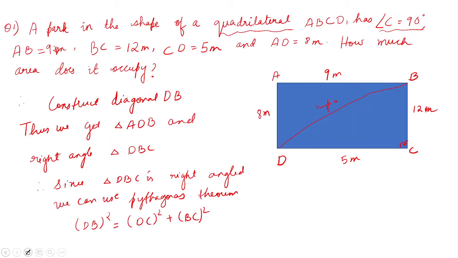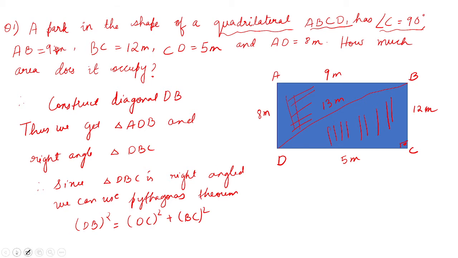Now you look at this, what is our hypotenuse now that we found out? We now know our hypotenuse. That means we have this as 13 meter. Now can you see triangle ADB and triangle BDC. Now easily we can find out the area, right? How do we find out the area of the quadrilateral ABCD? If we find out the area of this triangle and we add the area of this triangle, you will get the area of the entire quadrilateral, right?